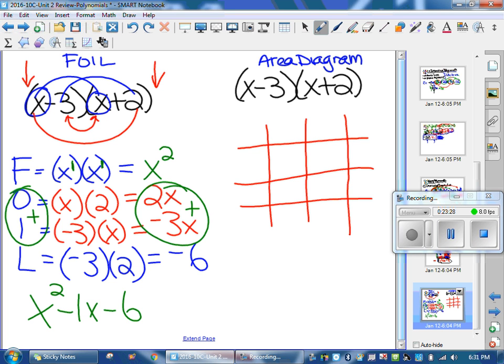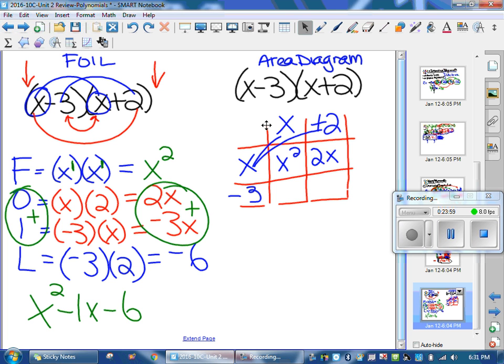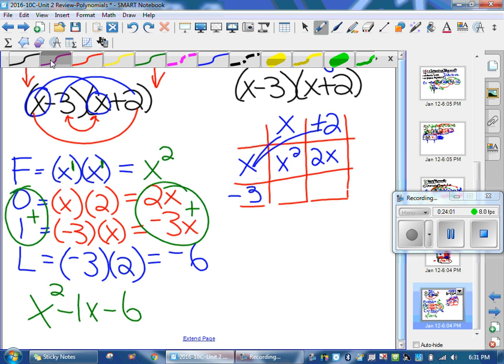And on the left-hand side, like we did with the algebra tiles, we put one of our terms. So I'm going to put the x minus 3 down here. And on top, I'm going to put the x plus 2. And just like FOIL, we multiply in to fill out each square in our box. So when I multiply x by x, I'm going to get x squared. X by 2, 2x. Next, I'm going to multiply negative 3 times x to give me a negative 3x. And negative 3 times 2 to give me a negative 6.